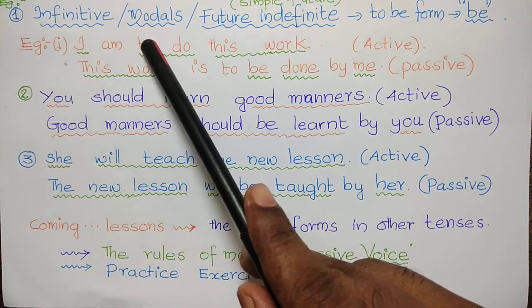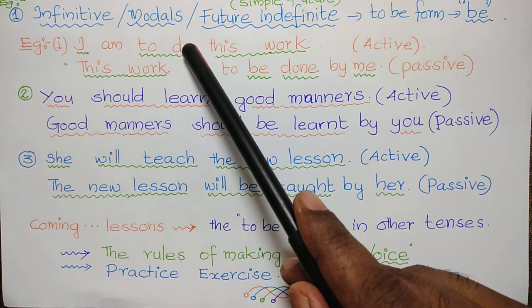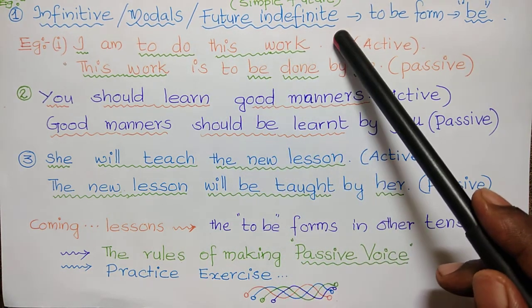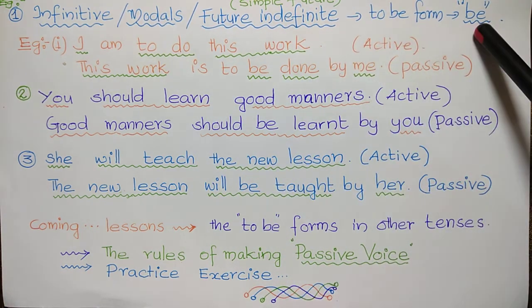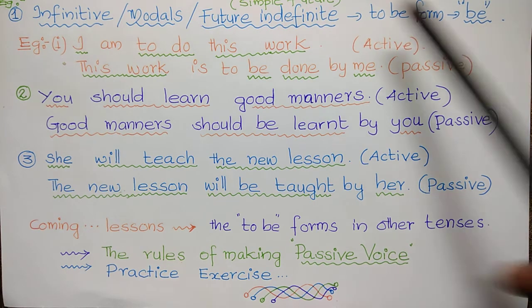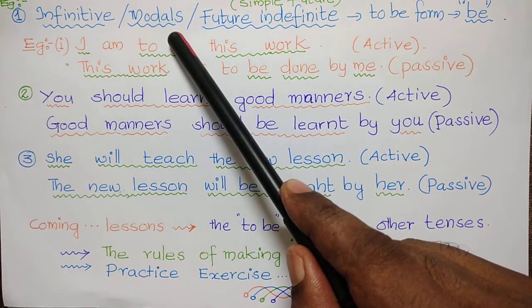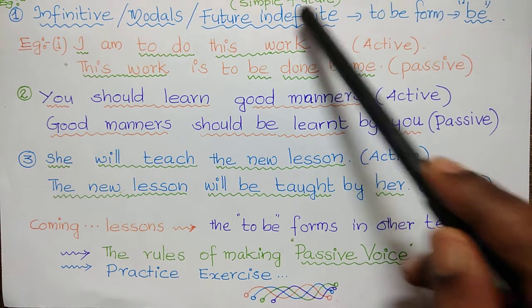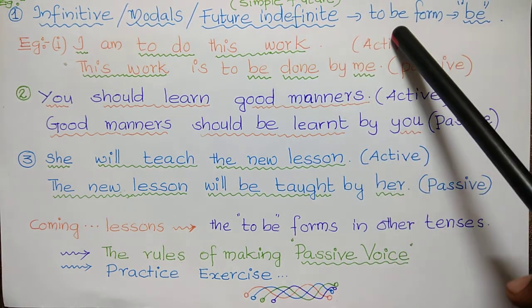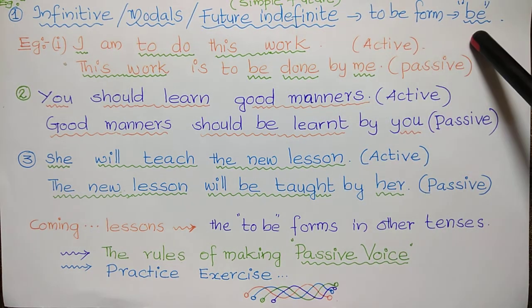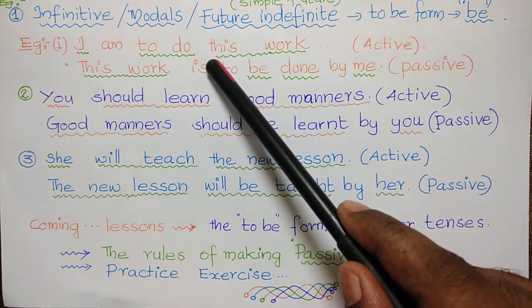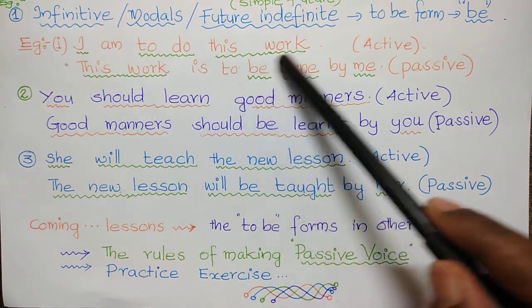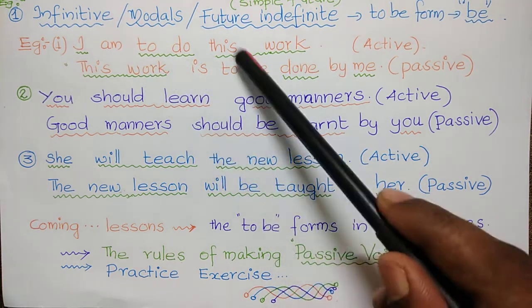first one, infinitive, modals or future indefinite. The to be form will be be. Infinitive sentence, modal sentence or a future indefinite or simple future sentence, the to be form used is be. See the examples. I am to do this work.